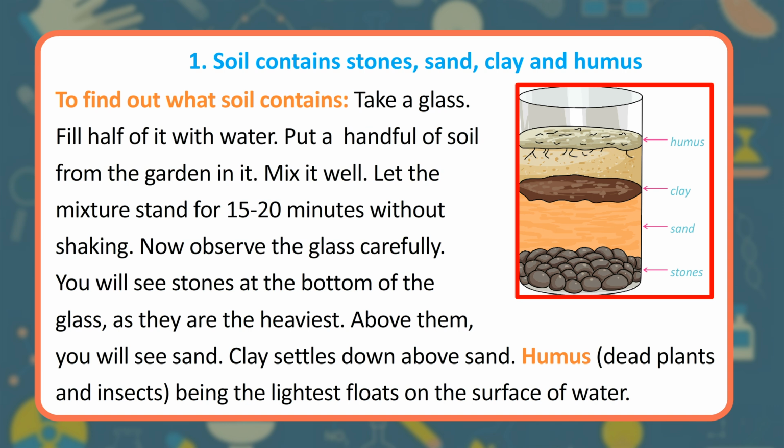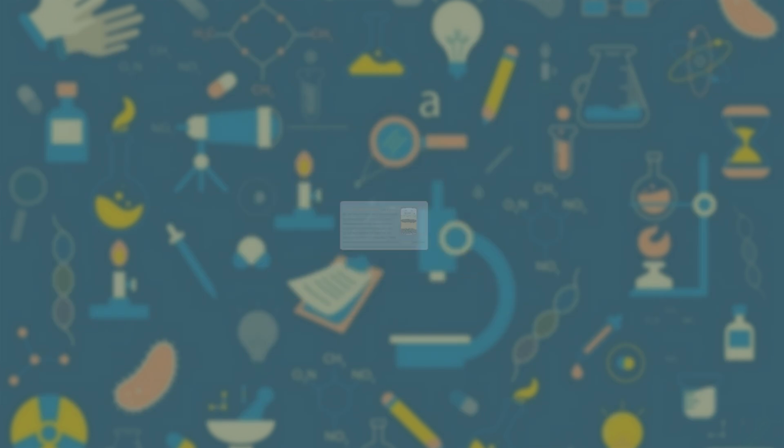You will see stones at the bottom of the glass, as they are the heaviest. Above them, you will see sand. Clay settles down above sand. Humus, dead plants and insects, being the lightest, floats on the surface of water.